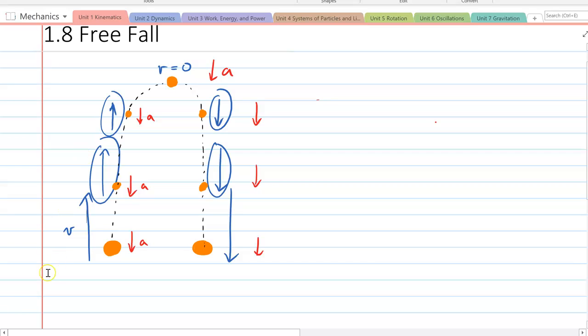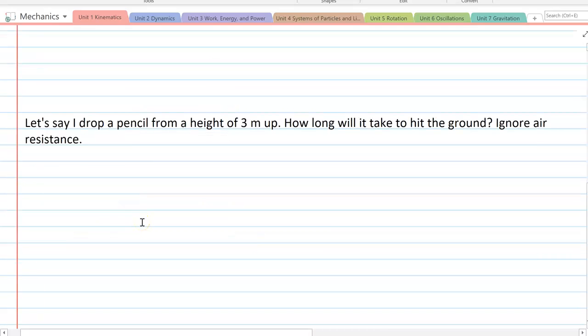So now we look at some examples of free fall. Here's an example. Let's say I drop a pencil from a height of 3 meters up. How long will it take to hit the ground? Ignore air resistance. This is kind of weird because we're not really given much information, but I can just pretend this is 3 meters and I drop a pencil, like that. What kind of information do we have?